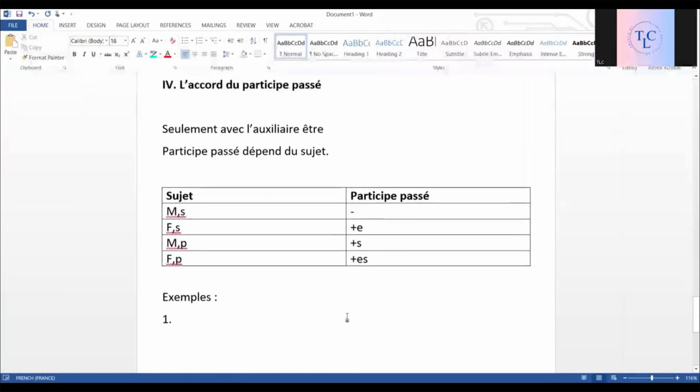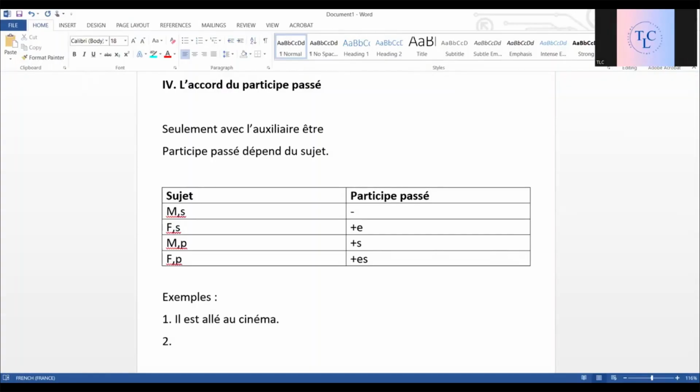If I say, il est allé au cinéma. He went to the cinema. Do I add anything? No, nothing. Okay, yes, we have auxiliary verb être. So the past participle depends on the subject, but the subject is masculin singulier. So we don't add anything.